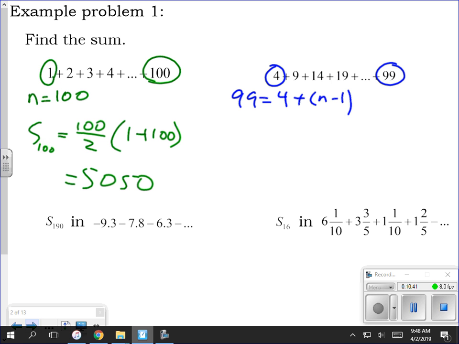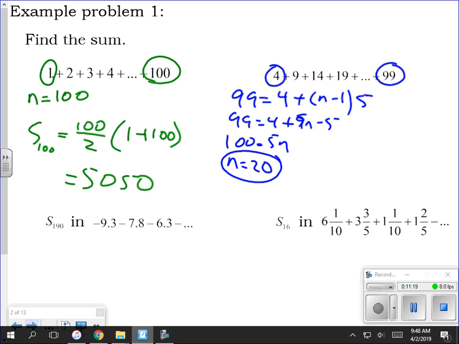Add 4. Or 5. Add 5. So 99 equals 4 plus, I'm sorry, I didn't write down what d was. I just wrote d, my bad. That's 5. So 5n minus 5. So 4 minus 5 gives me negative 1. Add that to the other side. 100 equals 5n. So n equals 20. So I've got 20 numbers added together.